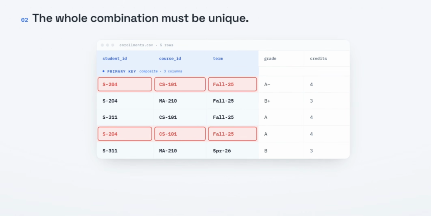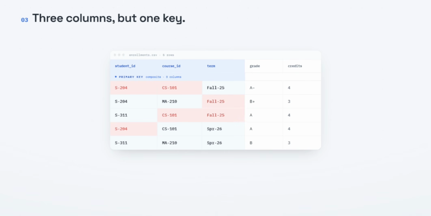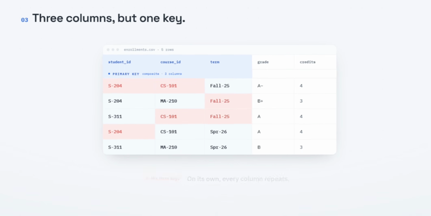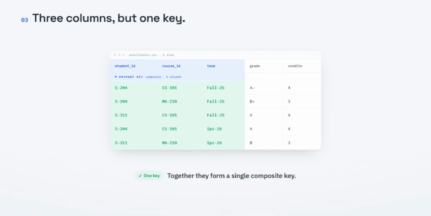Rule 2. The whole combination has to be unique. Here, the same student, course, and term show up twice. A collision. When two rows share the same key, we simply can't tell them apart. And rule 3. A table has exactly one primary key, even when it spans several columns. On its own, each column repeats, but put student, course, and term together and they form a single composite key.